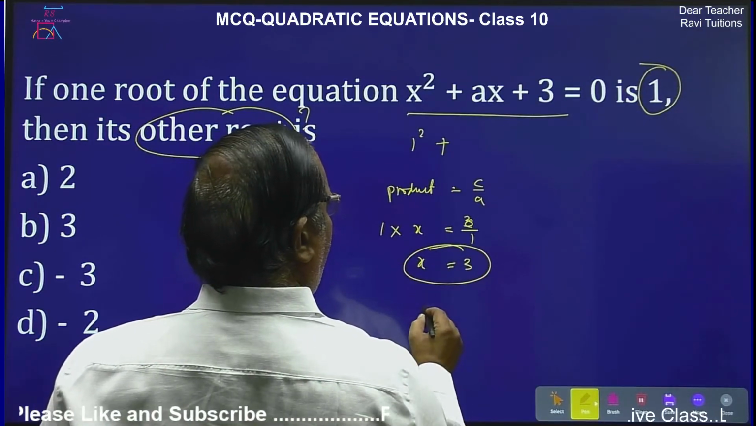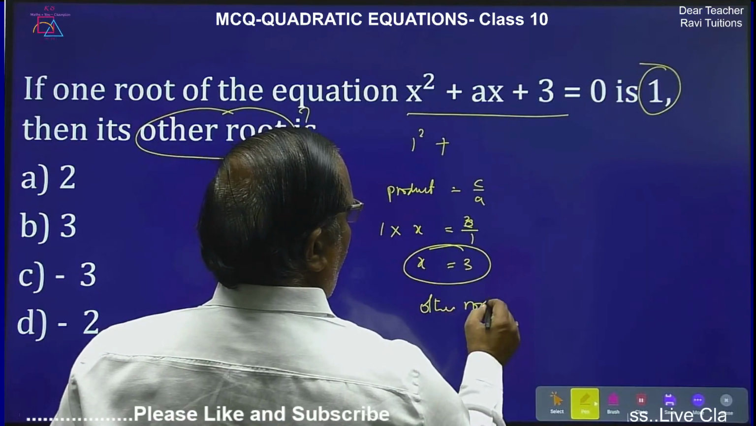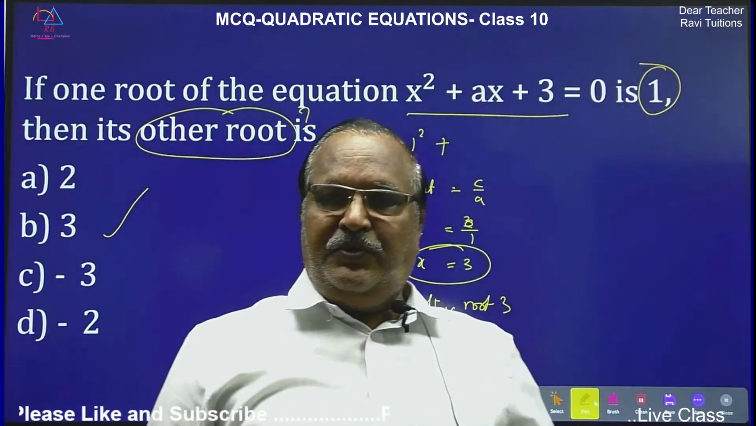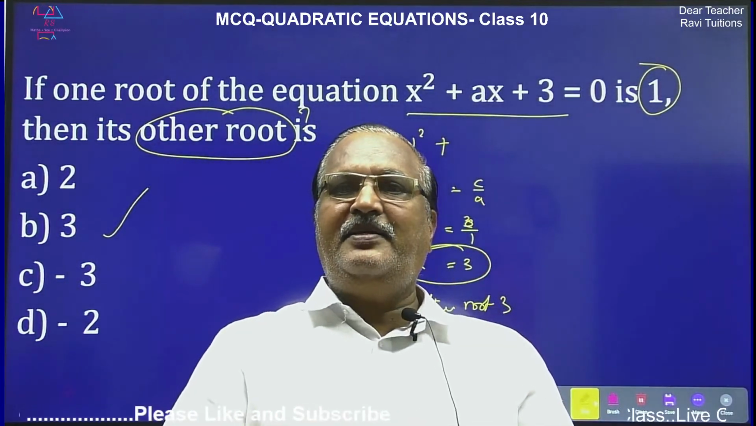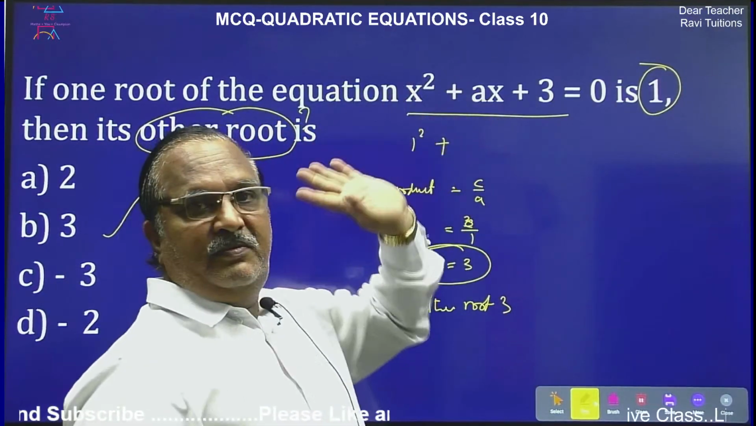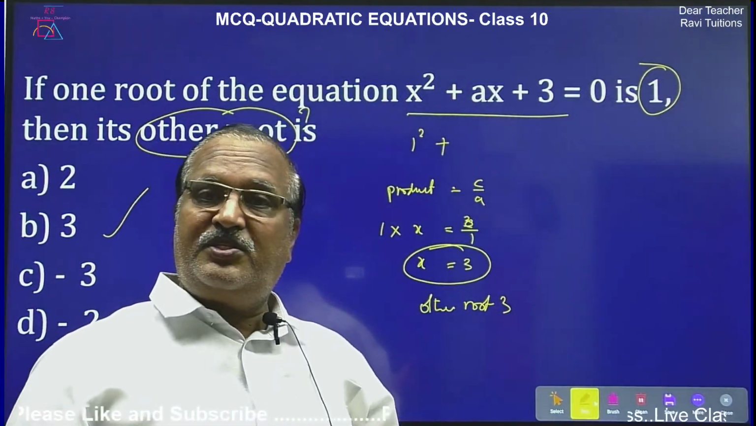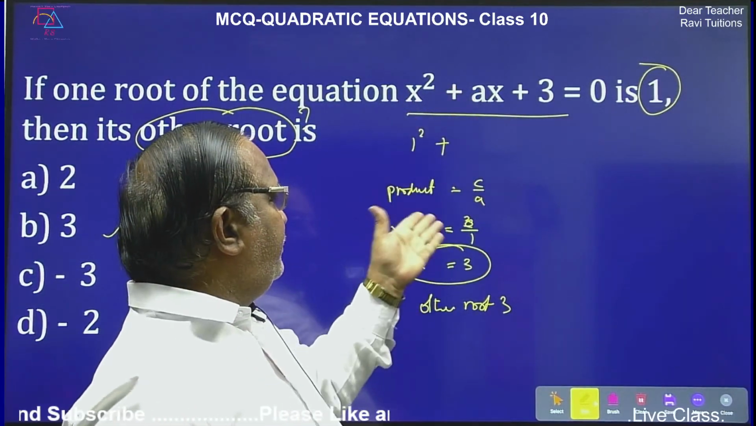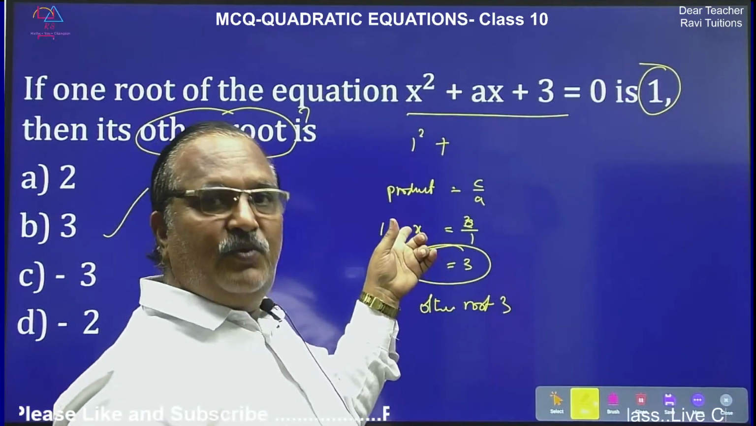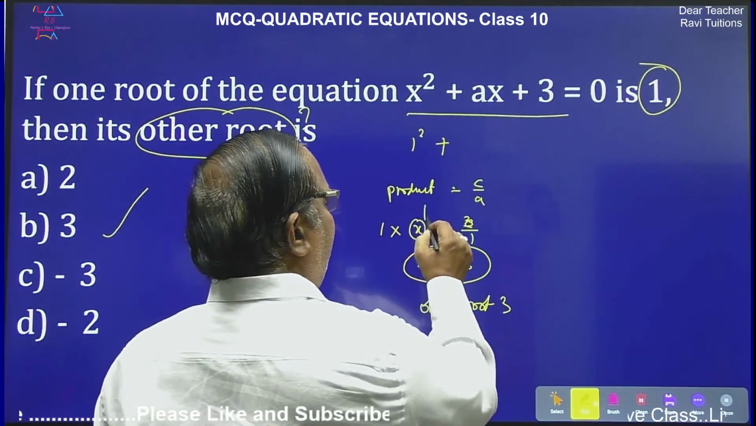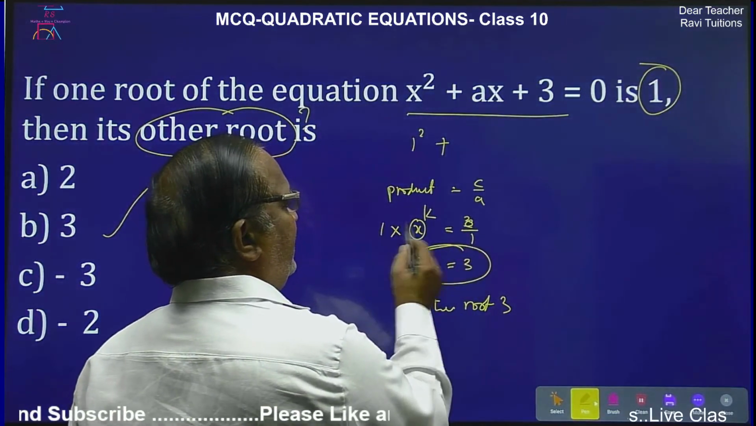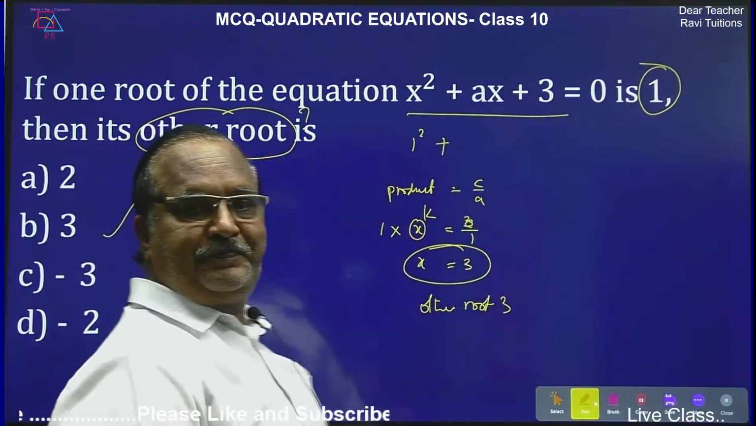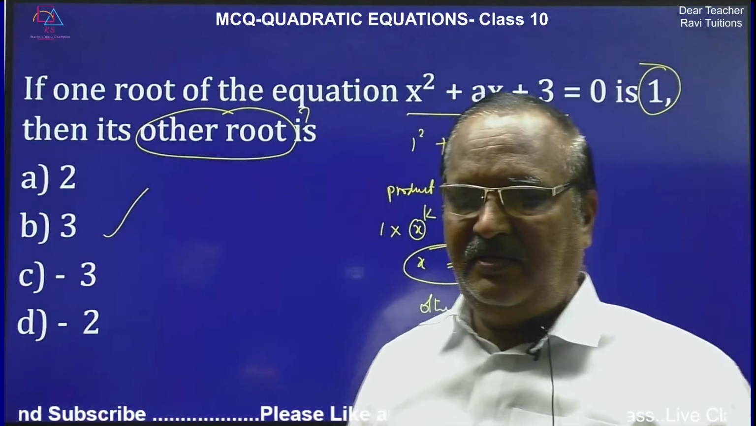So the other root is equal to 3. So 3 is the correct answer. You have to use the sum of the roots, minus b by a, but b is unknown, so leave it, and the product of the roots, c by a, where c is 3 and a is known. So I have taken the product of the roots. One root is given, let the other root be k; I should not have used x here, I should have used k. 1 into k is equal to 3, so k is equal to 3. So our other root is 3. This is a very simple question. Okay.